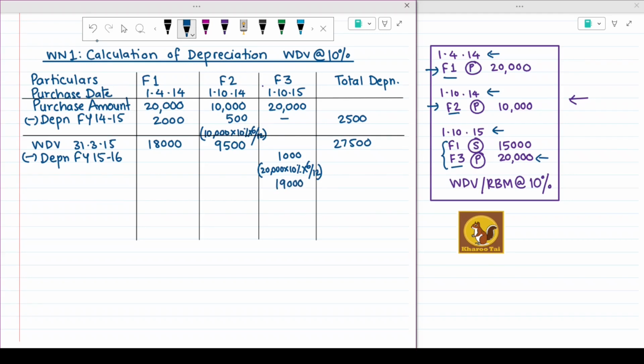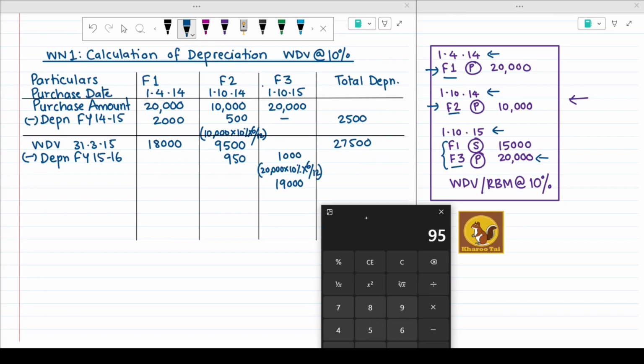Second furniture, it was used for the entire year. So the depreciation will be for the full year. That will be 9,500 into 10%, that is 950, right? 9,500 minus 950 is 8,550.